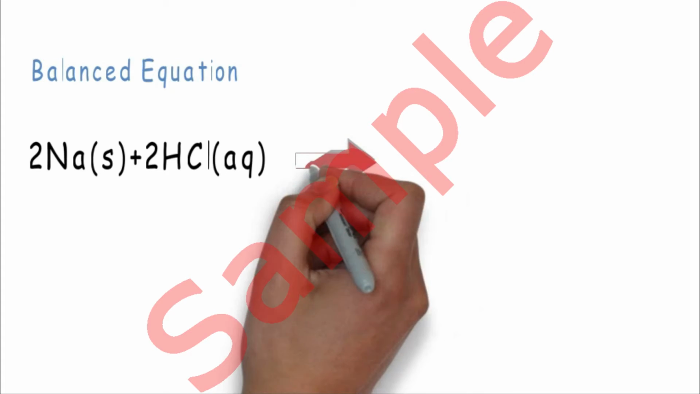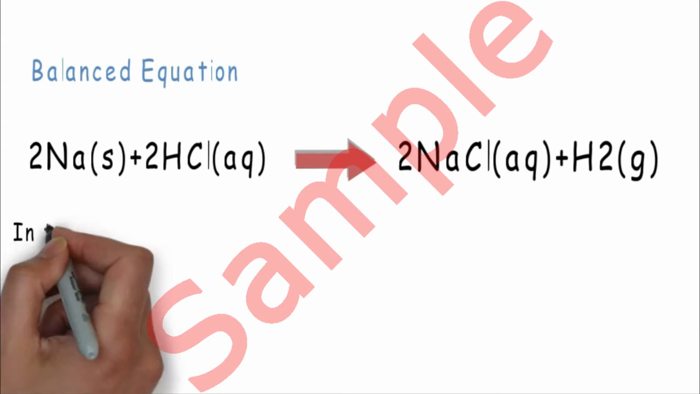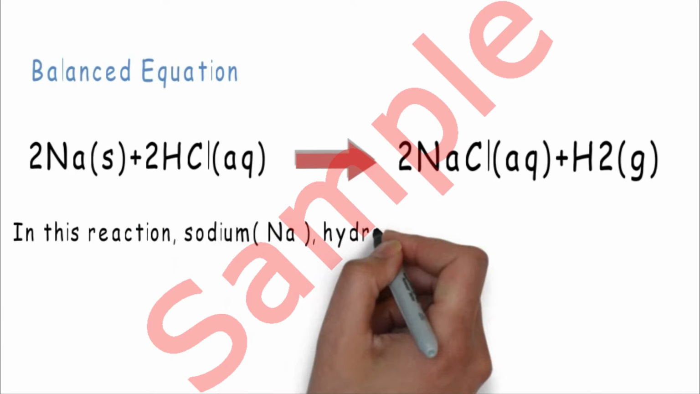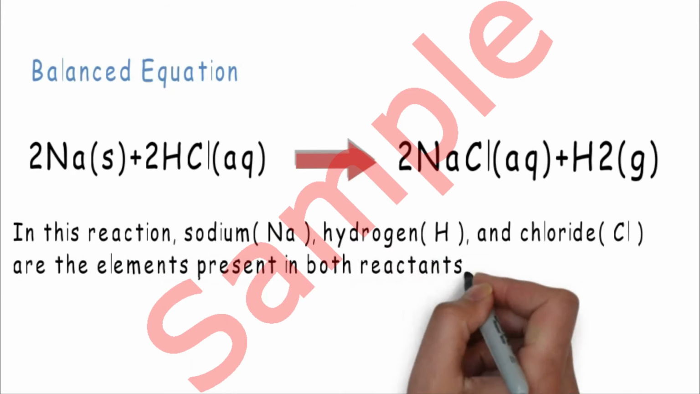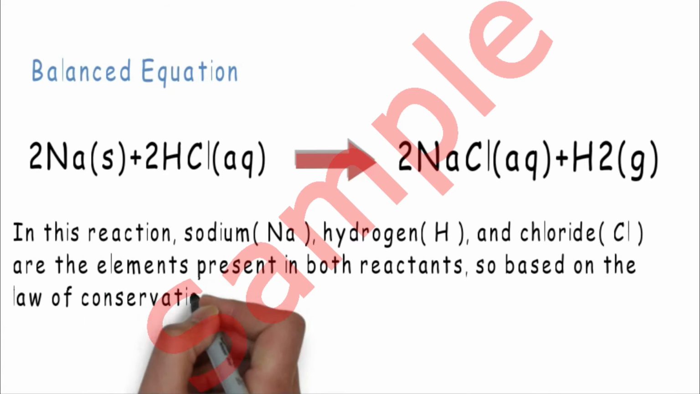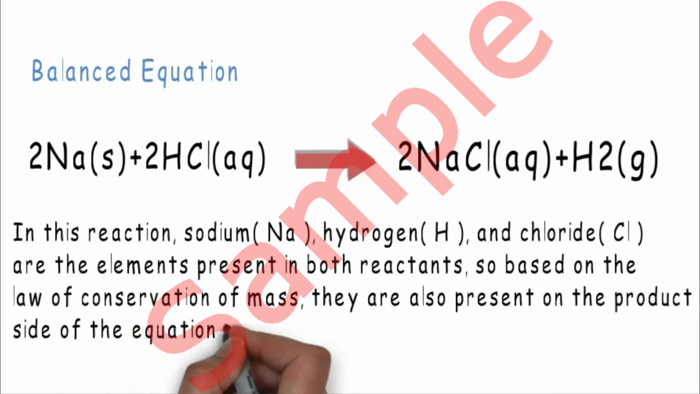2Na + 2HCl makes 2NaCl + H2. In this reaction, sodium, Na, hydrogen, H, and chloride, Cl, are the elements present in the reactants, so based on the law of conservation of mass, they are also present on the product side of the equation.